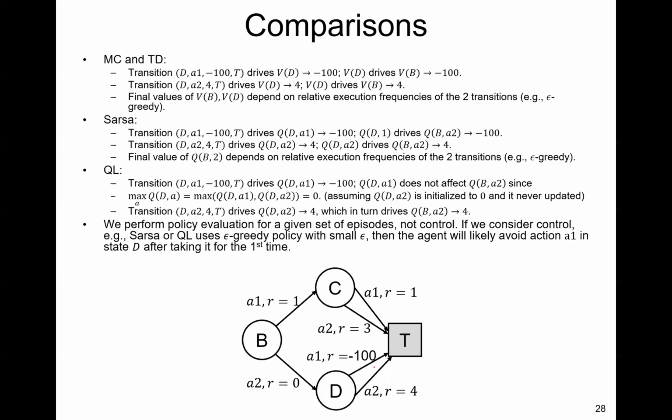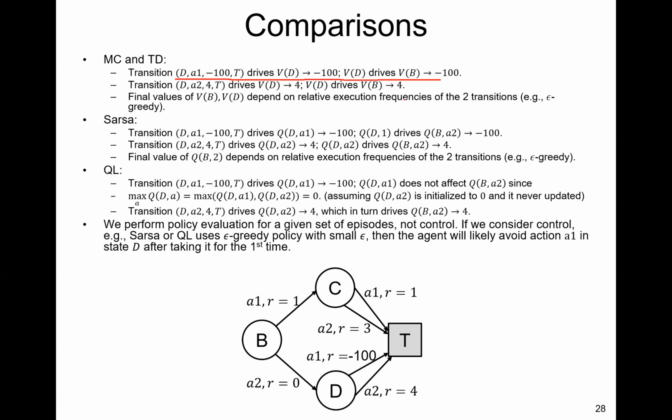So the comparisons for Monte Carlo and TD: if you always take the action A1 from D, then it'll drive VD to -100 and VB to -100. If you always take transition D, A2, it drives VD to 4 and VB to 4. And the final values of VB, VD depend on the relative execution frequencies of the 2 transitions.